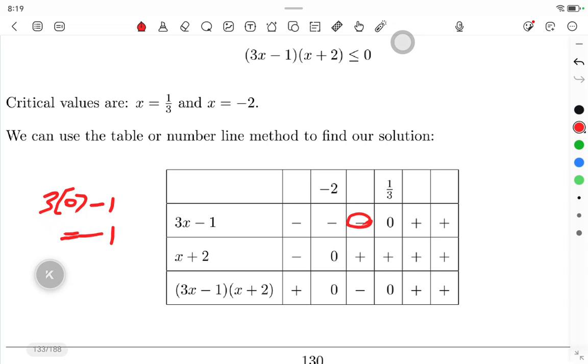Remember, now I've only done this. And then I come on this one. If I put a 0 there on x, I'm going to get a positive 2. So that's a positive.